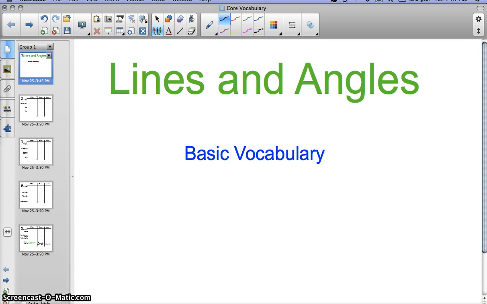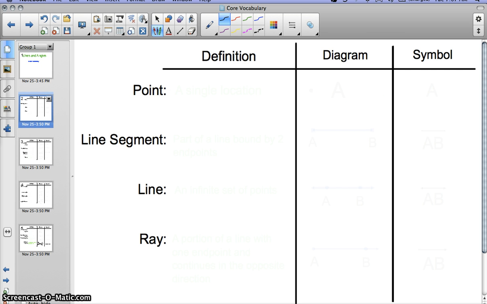Today we're going to talk about lines and angles, basic vocab. I want to make sure everybody's got the same notes when it comes to vocab. I don't want to leave it up to someone looking up on the internet and finding one version while somebody gets another. So this is where I want everybody to have the same things. So let's get started. We've got definition, diagram, and symbol. Make sure you get all three because we're going to use these.